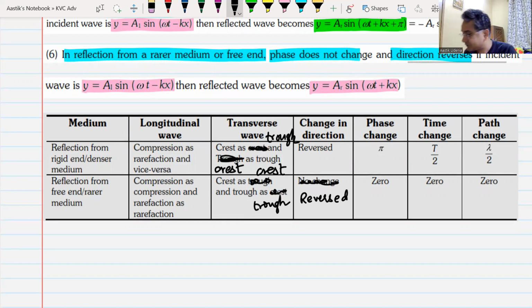Now correct? Typing mistake. Got this? Anything else? No, this entire table was wrong actually. I'll have to correct it.